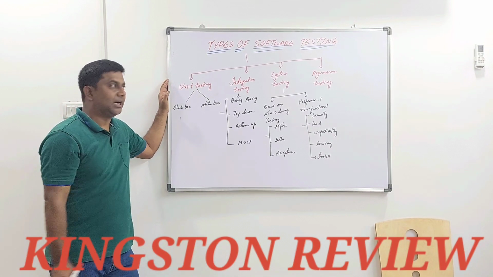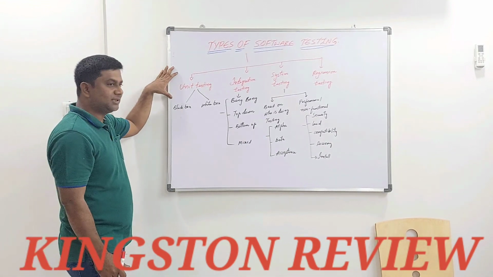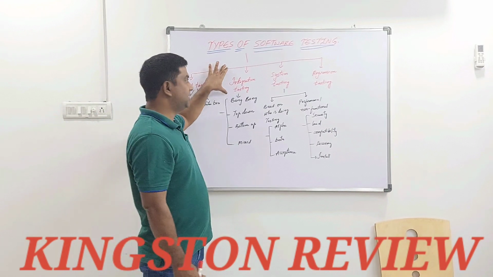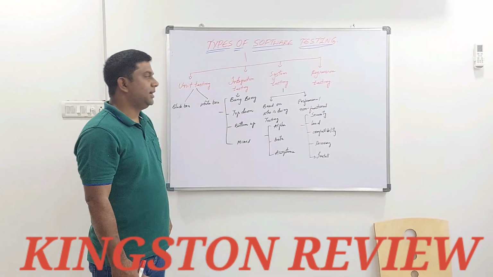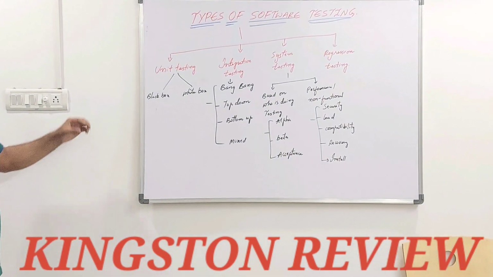Okay, so let's start. When it comes to software testing, guys, we have four types of testing. The first one is unit testing. The second one is integration testing. The third one is system testing, and the fourth one is regression testing. So, what is unit testing?